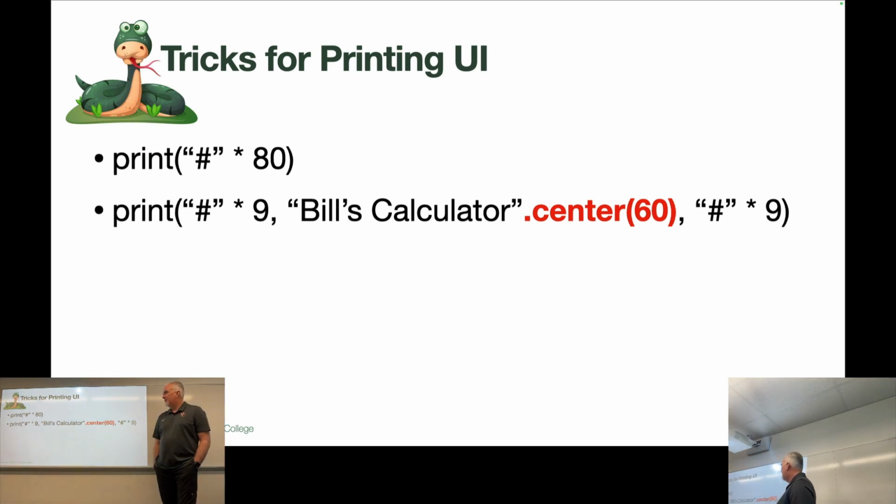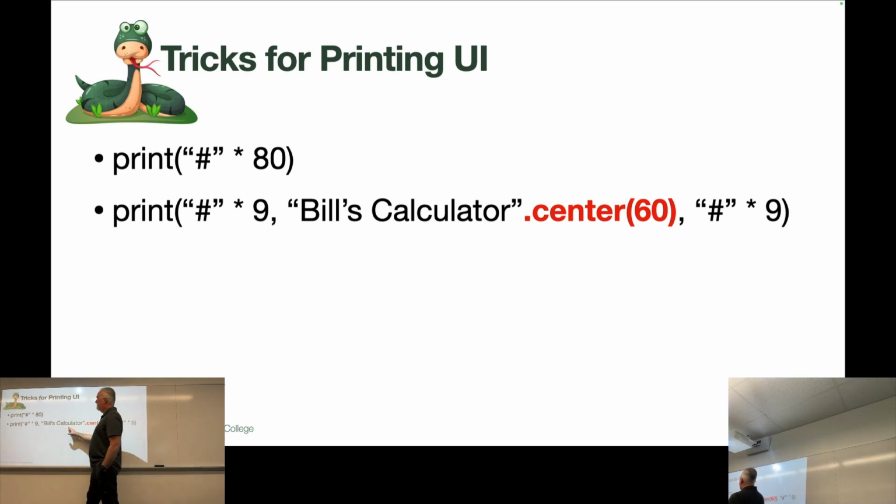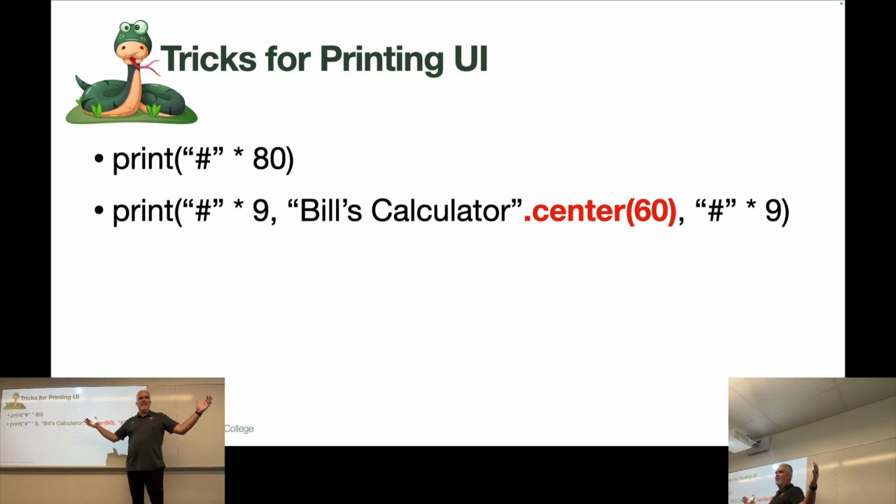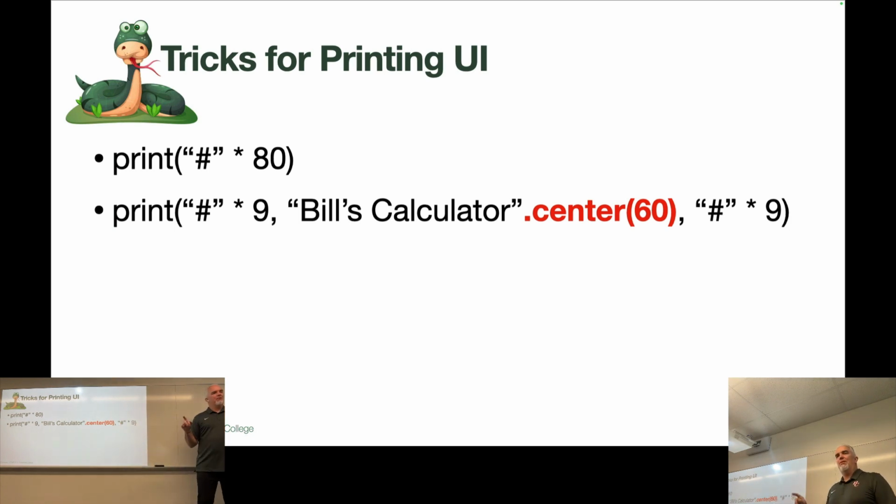And what this one does is it prints 9 number signs, and then it prints the string Bill's calculator. And I have a new string method here called center. And what that does is it takes this and it puts it in the middle of 60 spaces. It centers it in a line of 60. It fills in the rest with space characters. And then I have another 9. How many does that equal total? 78, which is not 80. Where are the other 2 spaces coming from?